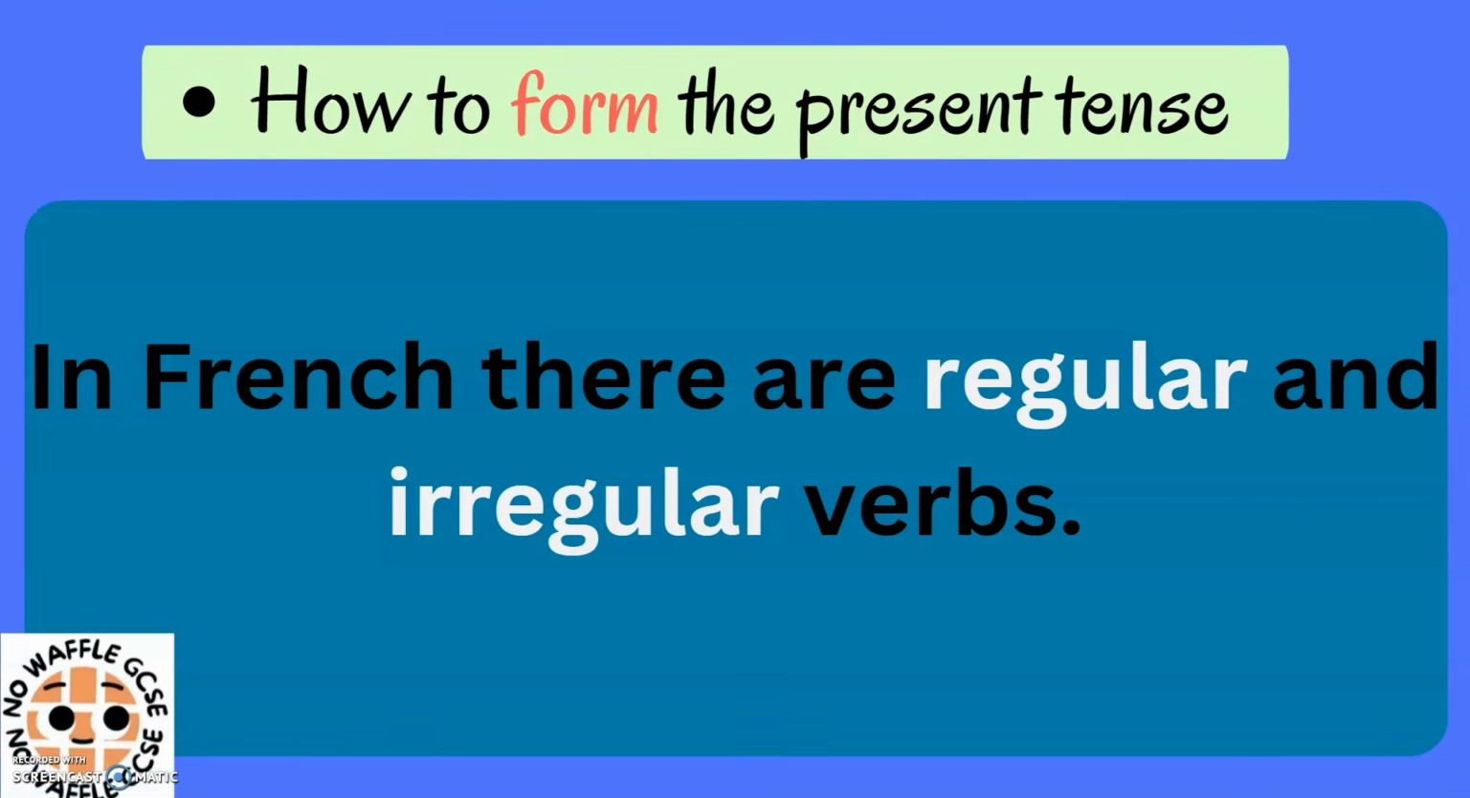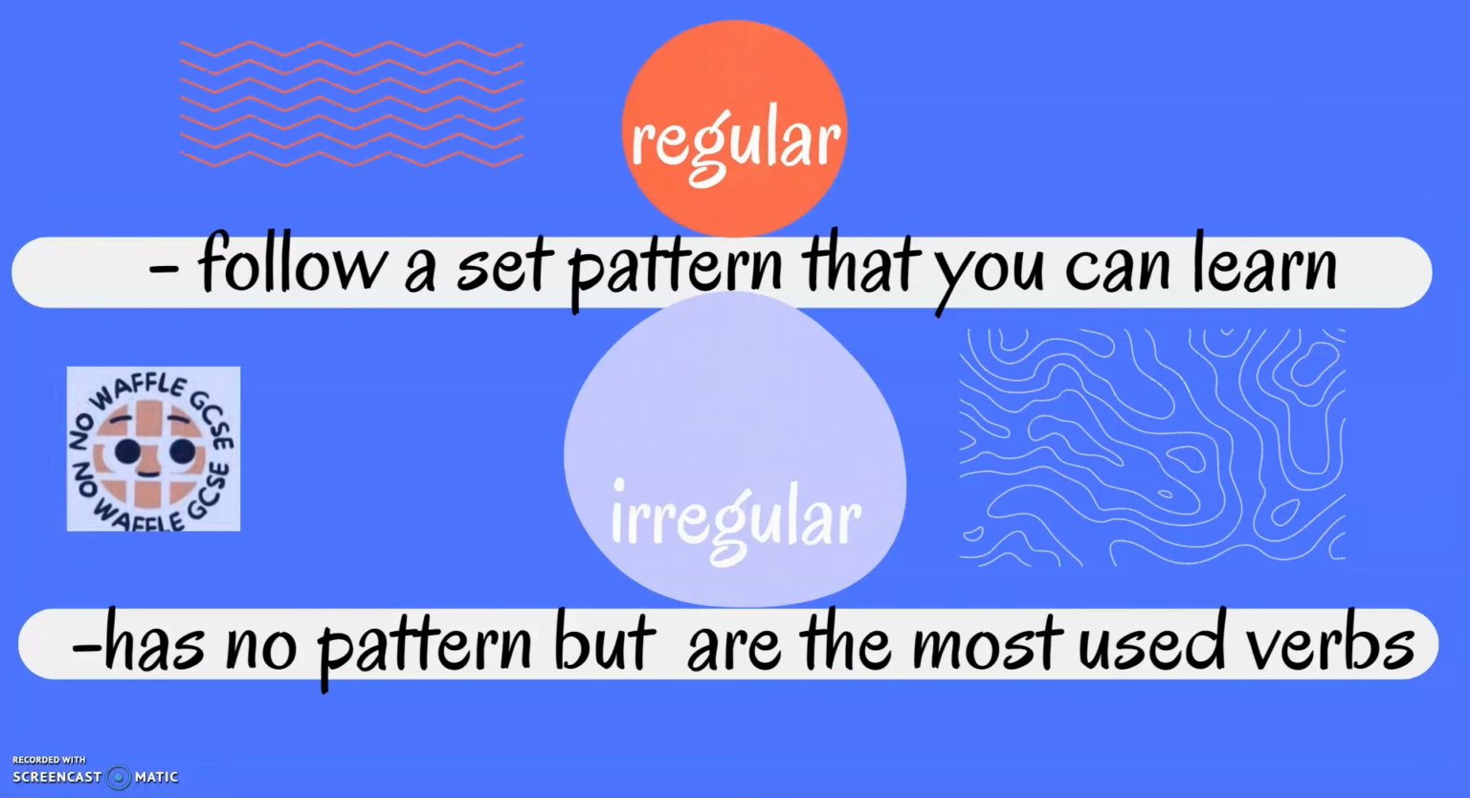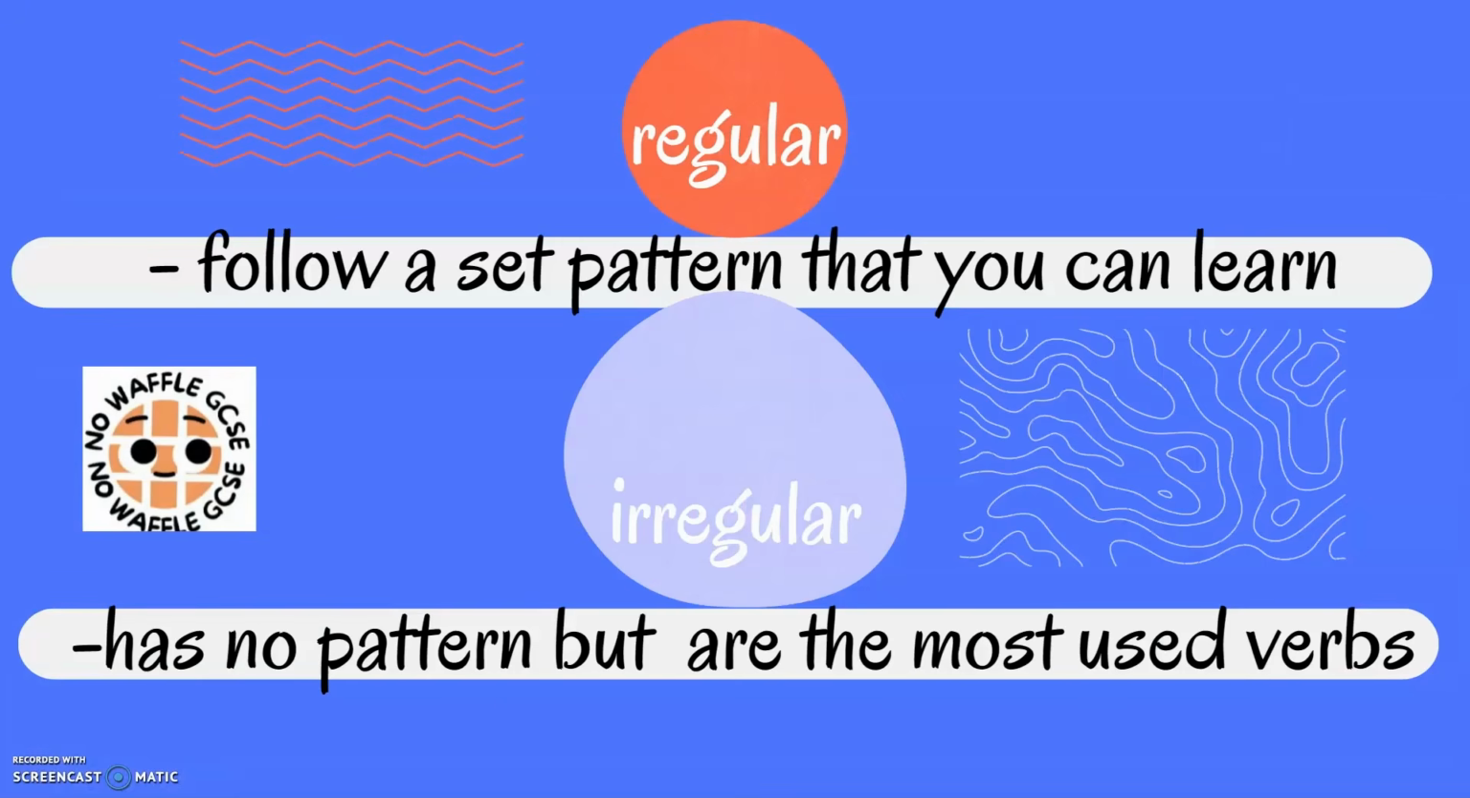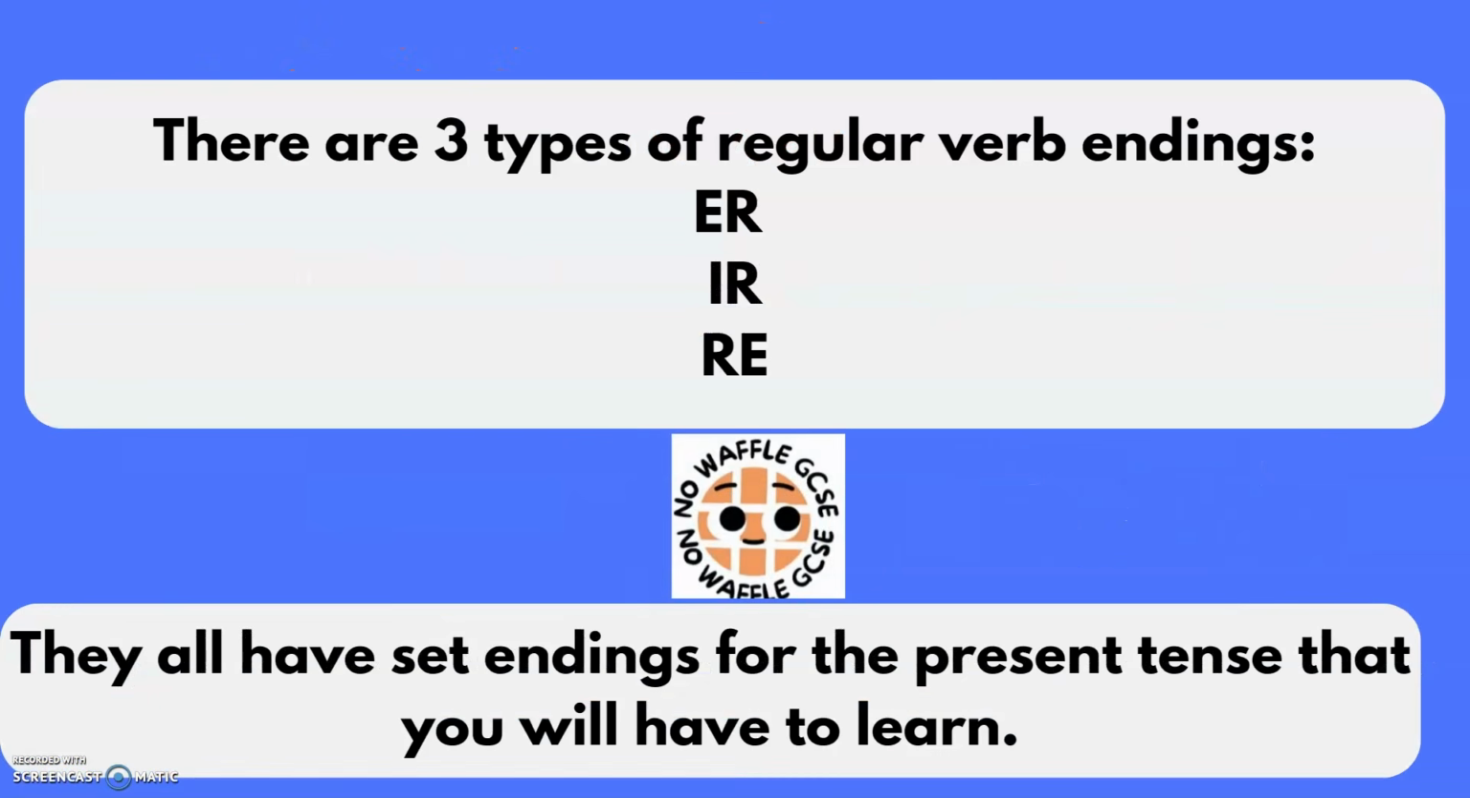In French, there are two types of verbs, regular and irregular verbs. Regular follows a set pattern that you can learn, whereas irregular has no pattern but are the most used verbs. There are three types of regular verb endings, so ER verbs, IR verbs, RE verbs. They all have set endings for the present tense that you will have to learn.